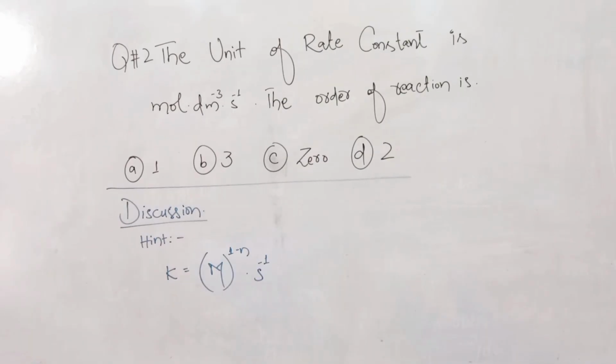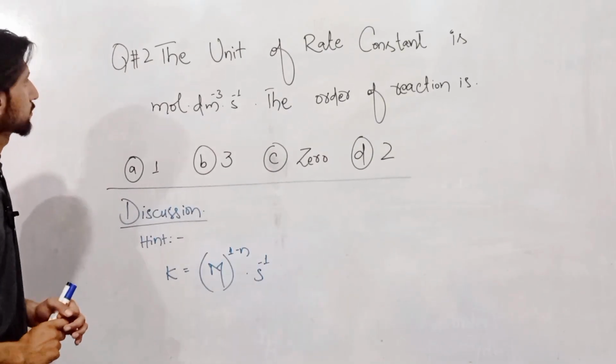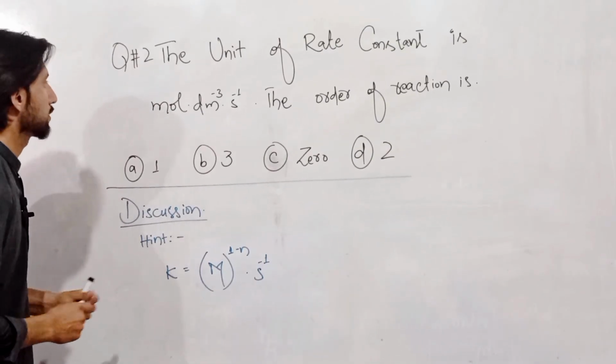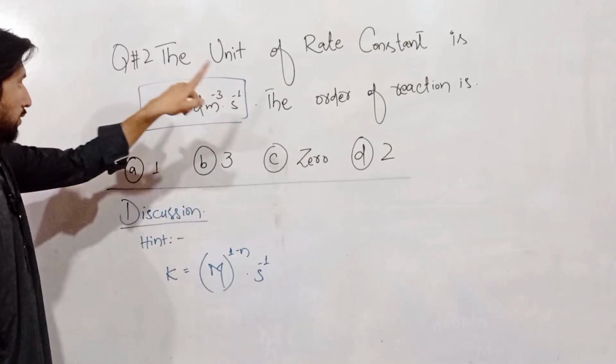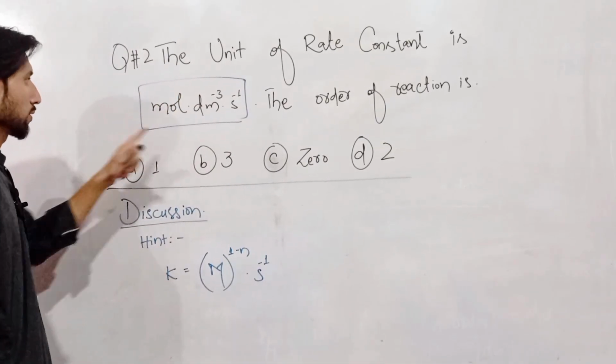Pretty easy. We have looked at the question. It is saying that the unit of rate constant is, the unit is given, mole per dm cube per second. The order of reaction is, the unit of K is given, and we are asked for the order of reaction.